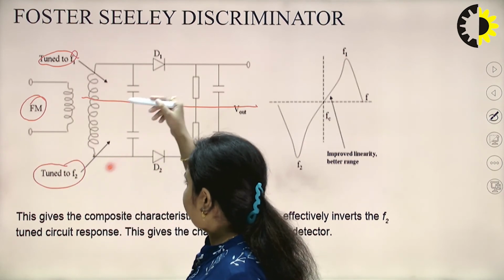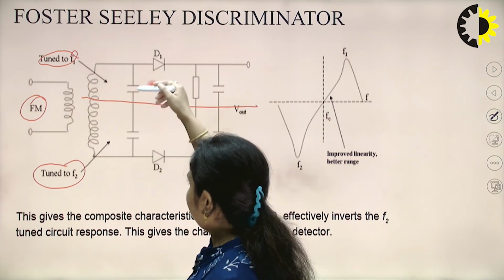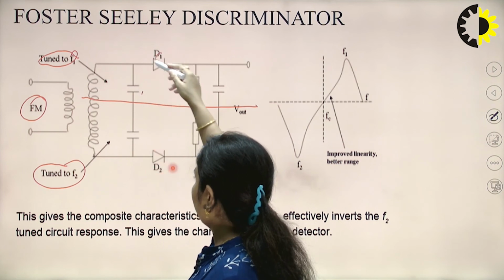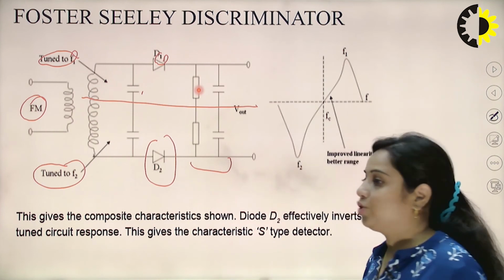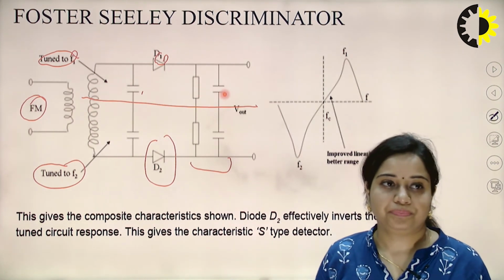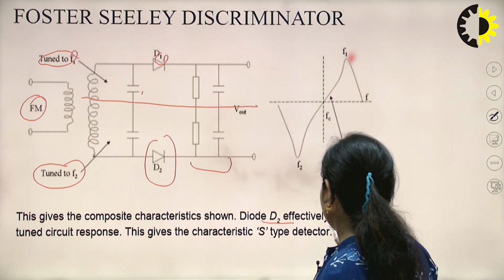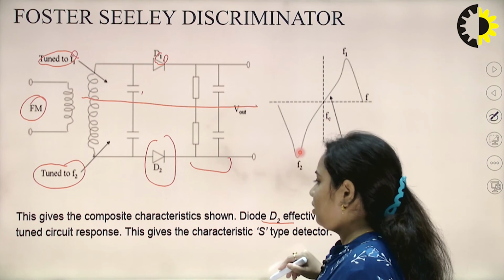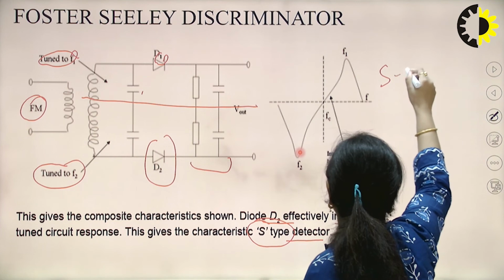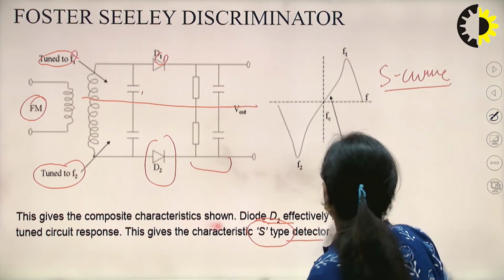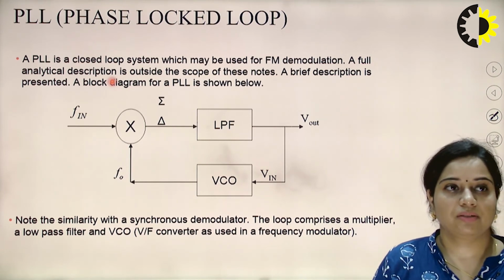This secondary winding is a center tapped transformer. There are two different capacitors which are used, then two diodes are used over here, and again there is a tuned circuit which is a combination of L and C. So this gives the composite characteristics which is shown over here. D2 effectively inverts the F2 tuned response. So this gives the S type characteristics of the detector. This is the S curve that I have told you about.